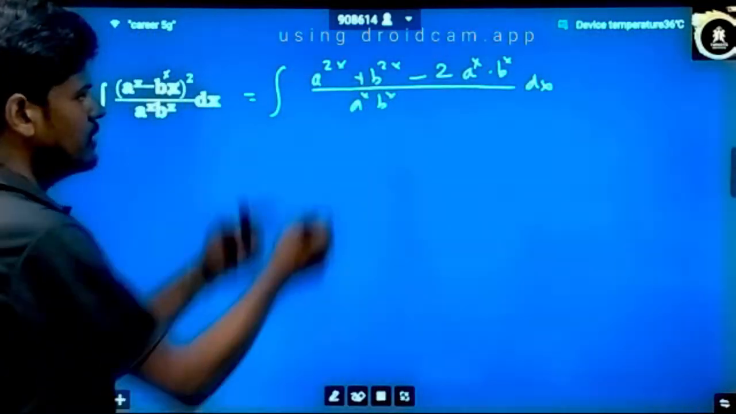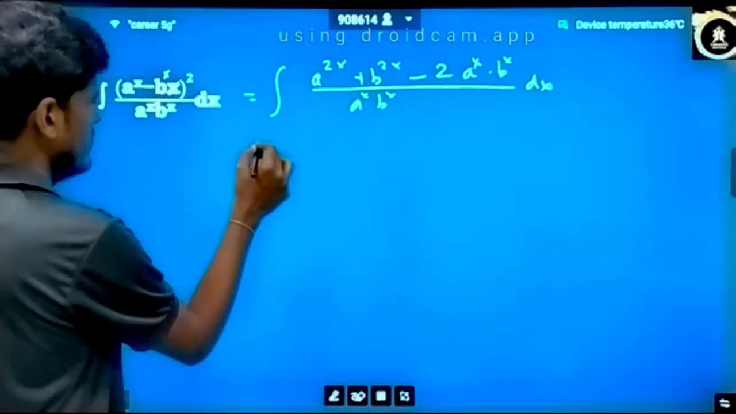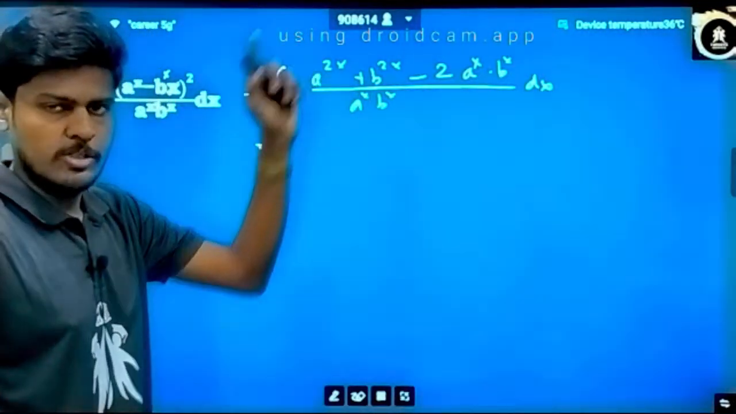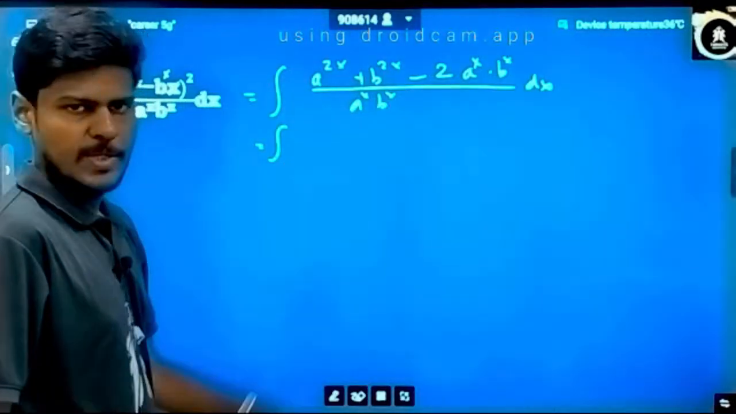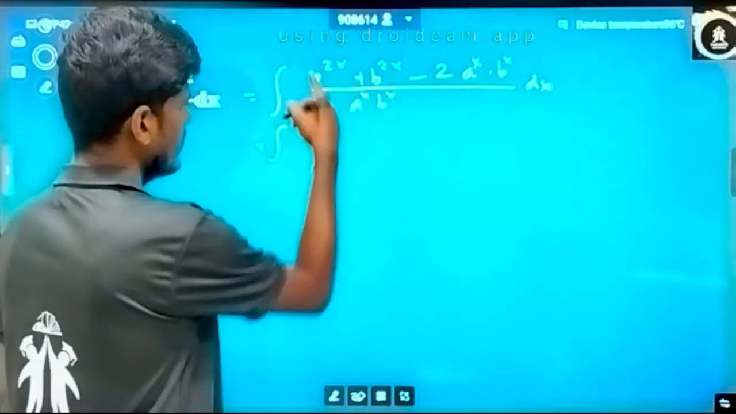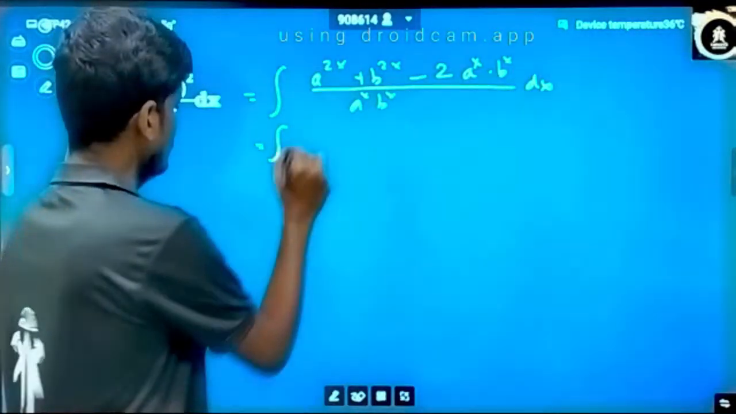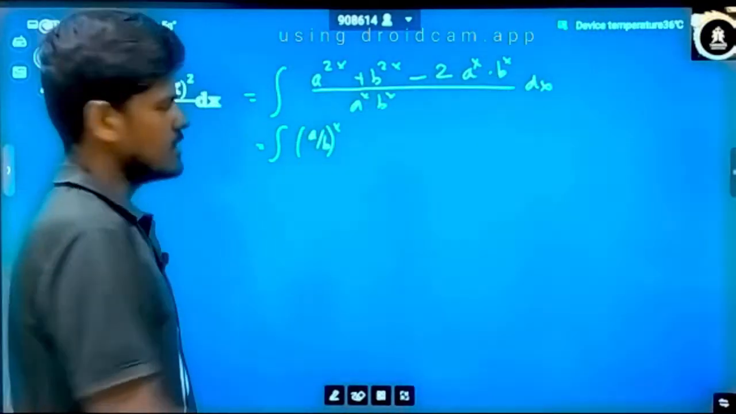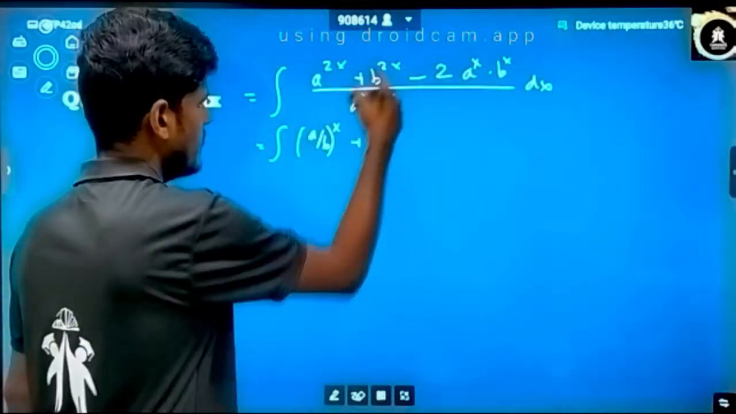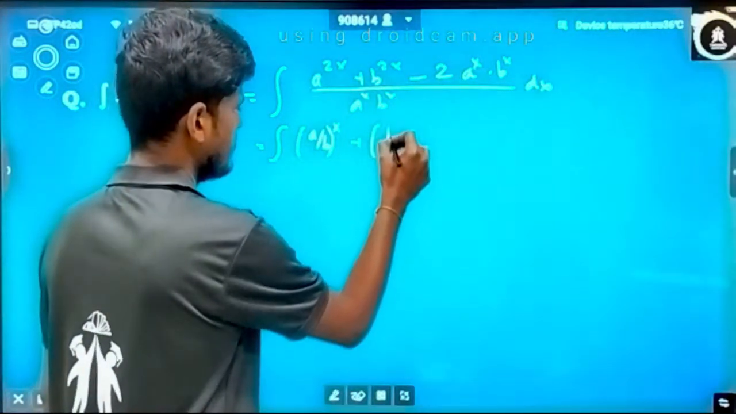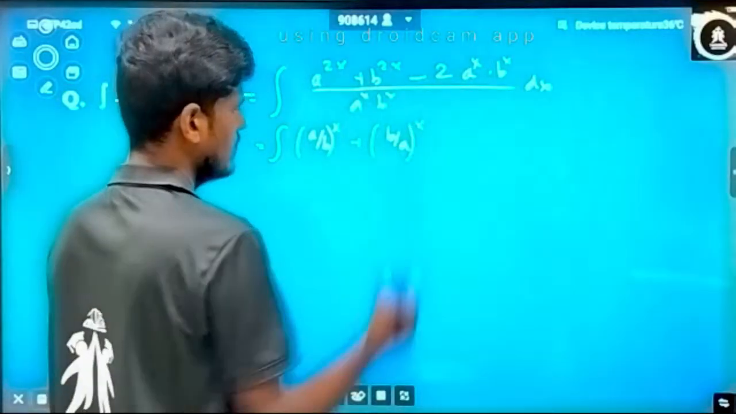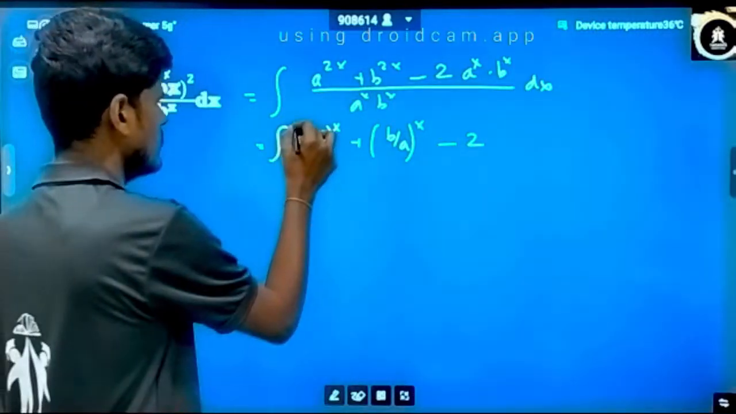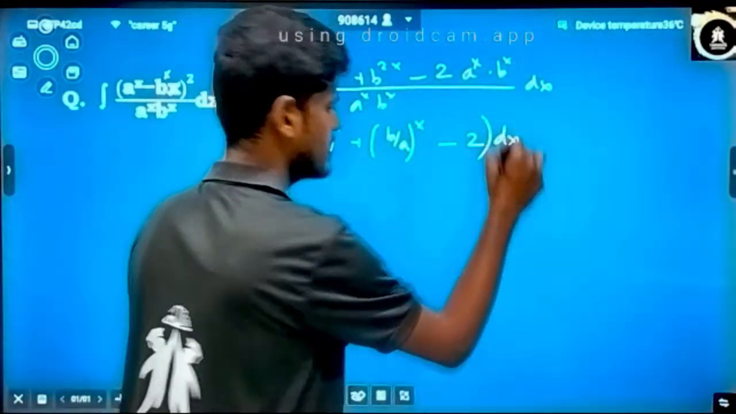Okay, now what we need to do, divide these terms separately. Then we will get this is equal to integral of a power 2x is a power x whole square divided by a power x b power x. That means first term will be a power x divided by b power x. That is a by b power x. Next term will be again b power x by a power x, that is b by a power x. Next term will be minus 2 times a power x, b power x will get cancelled out. So we have this value into dx.